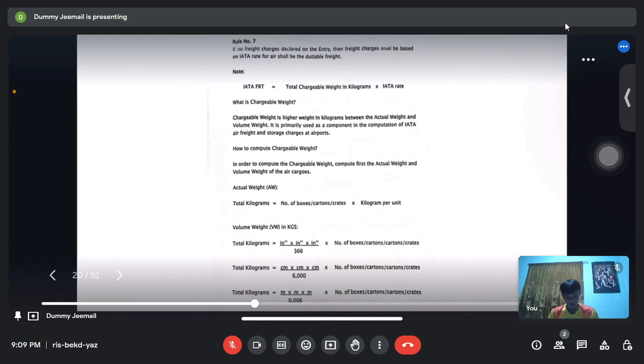So 50 cartons, no? 50 units niyang 50 cartons, no? So multiply sa 7 kilograms. So we will get 50 times 7 equals to 350, no? So mag-tag scratch paper para mag-solve ta. 350 atong actual weight. Dayon sa volume weight, ako i-explain dali na.